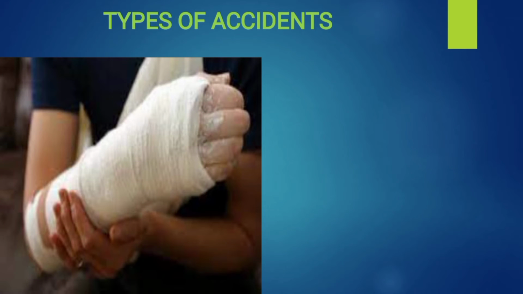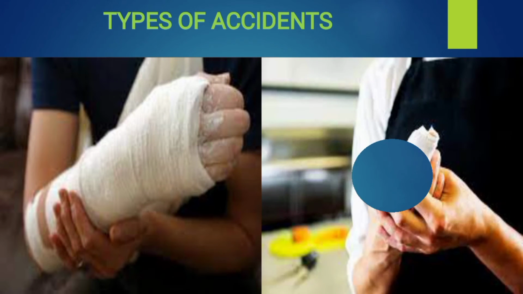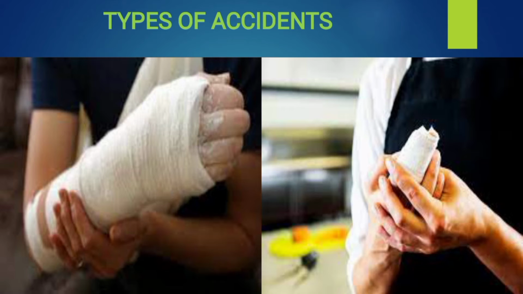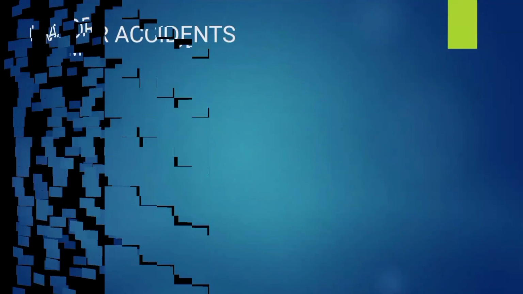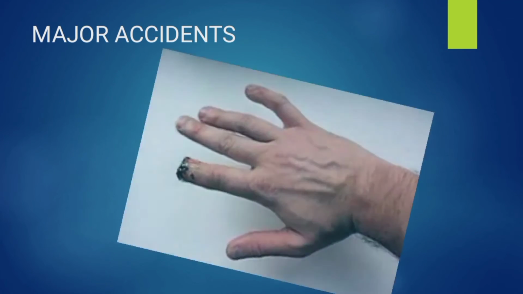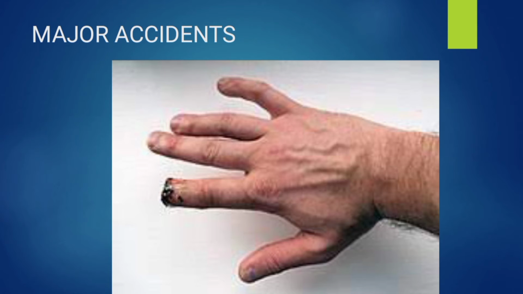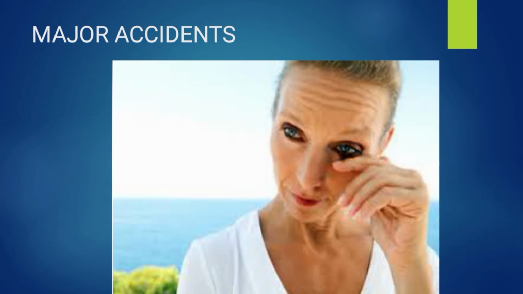We have two types of accidents: major accidents and minor accidents. Accident can be prevented or minimized if kitchen users are very careful. Now let's look at major accidents. The examples of major accidents. We have amputation. As you can see, one of the fingers is being cut. That's removing parts of the body. That's amputation. We have hot chemicals or burns in the eyes.